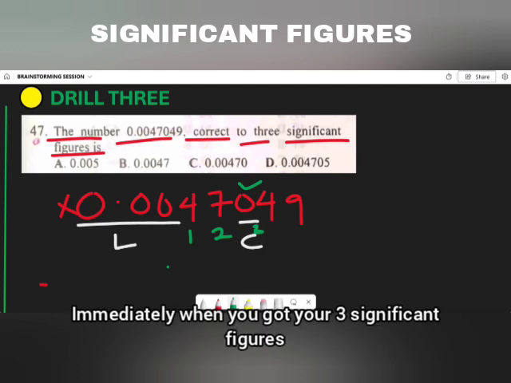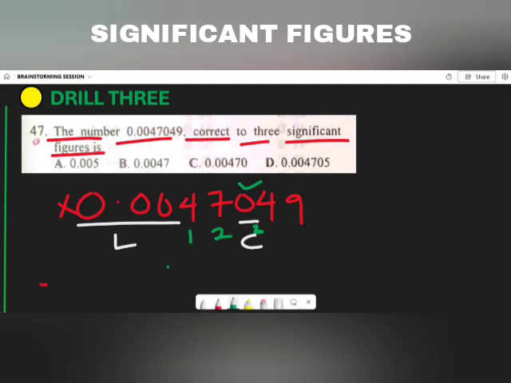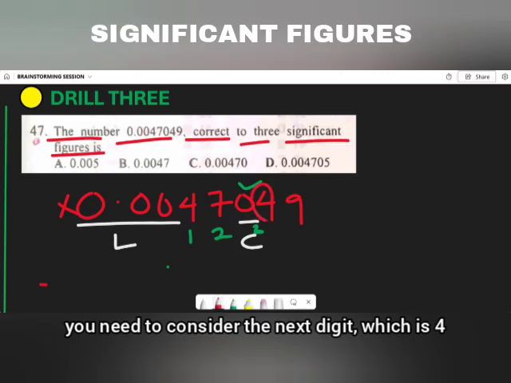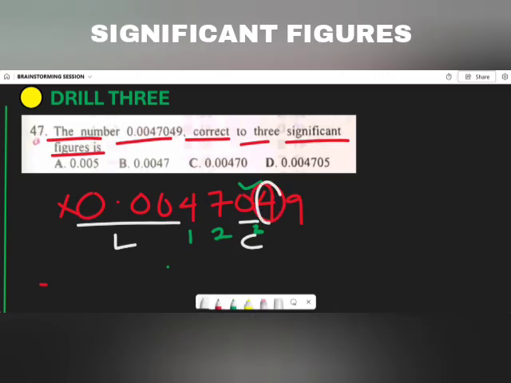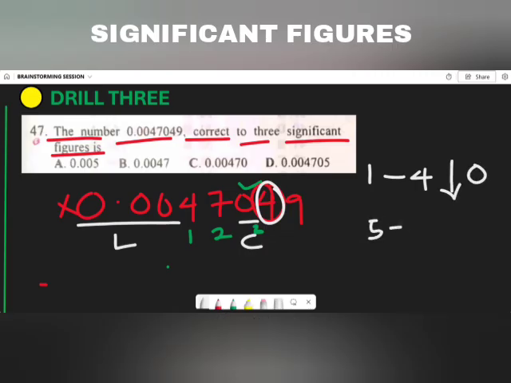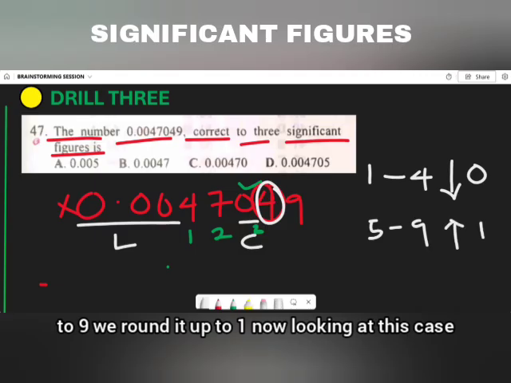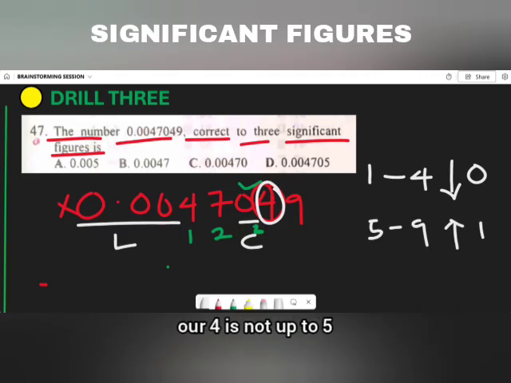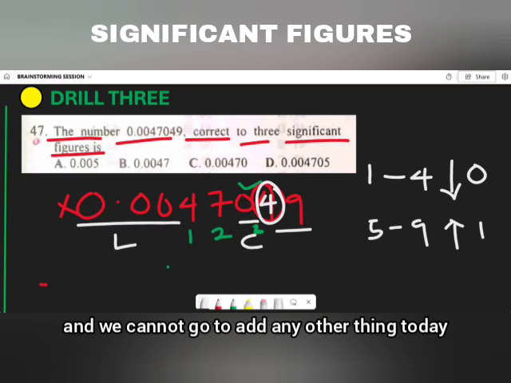Immediately you have your 3 significant figures, you need to consider the next digit, which is 4. Is 4 up to 5? Anytime we have 1, 2, 3, 4, we usually round down to 0. But when it is from 5 to 9, we round it up by 1. Looking at this case, our 4 is not up to 5. Because of that, it turns to 0, and it affects this also, which is also 0. And we are not going to add anything to this.